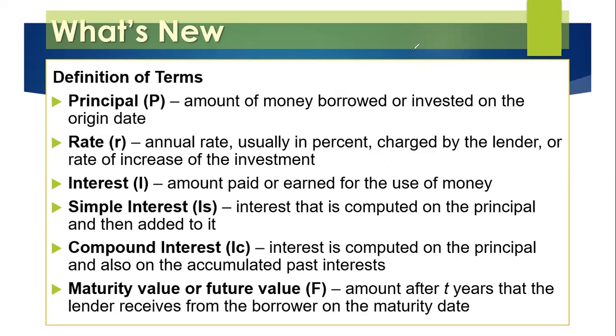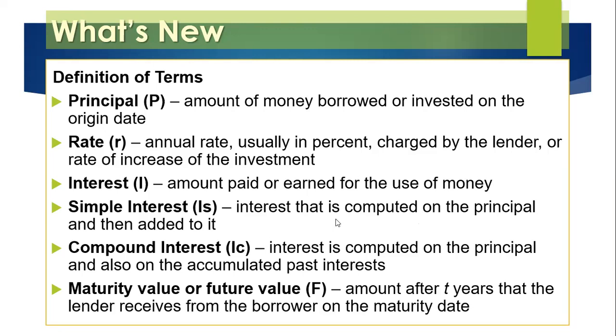Yun yung dagdag sa hiniram mo. Simple interest is interest that is computed on the principal and then added to it. Yung principal ang basis nitong simple interest, no? Pag naman compound interest, interest is computed on the principal and also on the accumulated past interest. Yun yung pinagkaiba nila. Mas makikita natin mamaya yan kapag kinompute na natin. Si compound interest, hindi lang nakabase sa principal amount, nakabase rin sa previous or the accumulated interest.